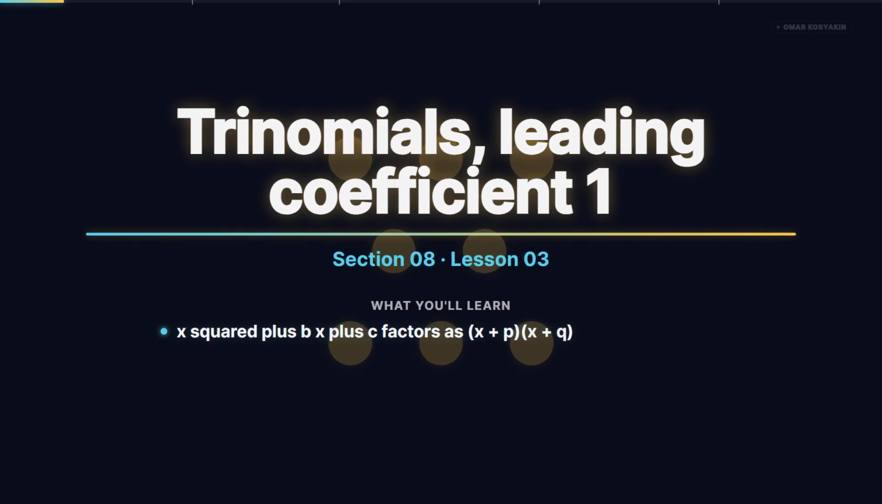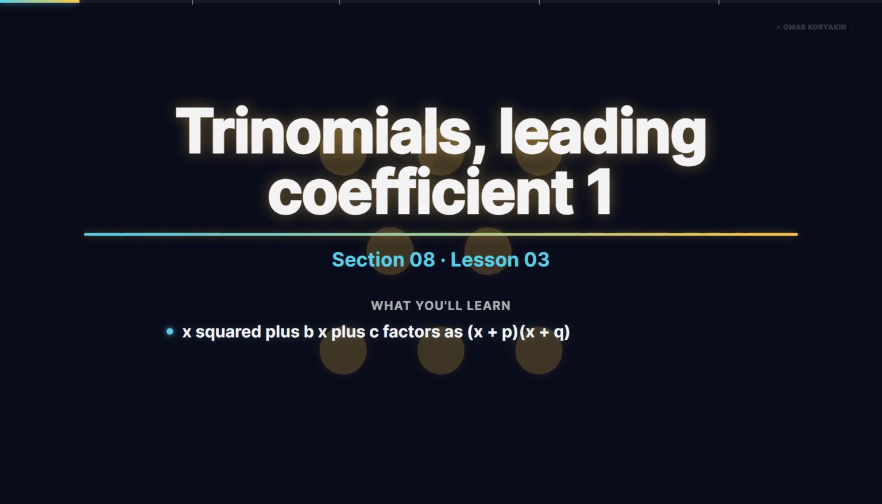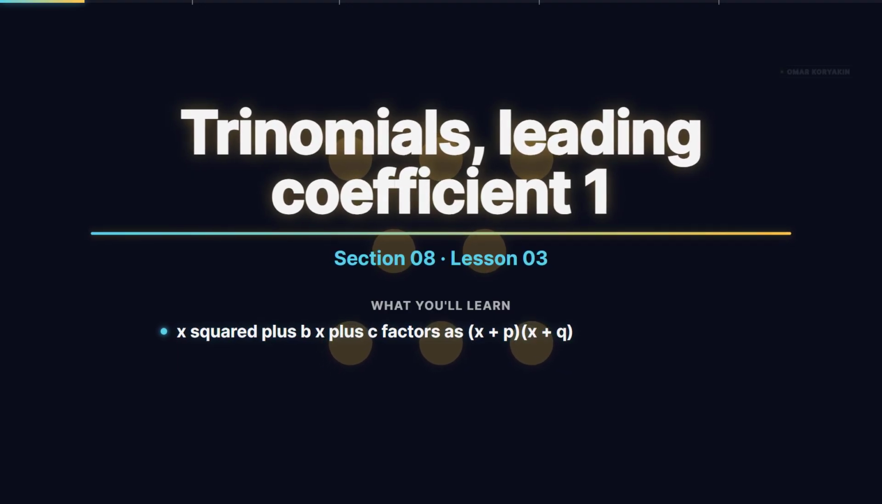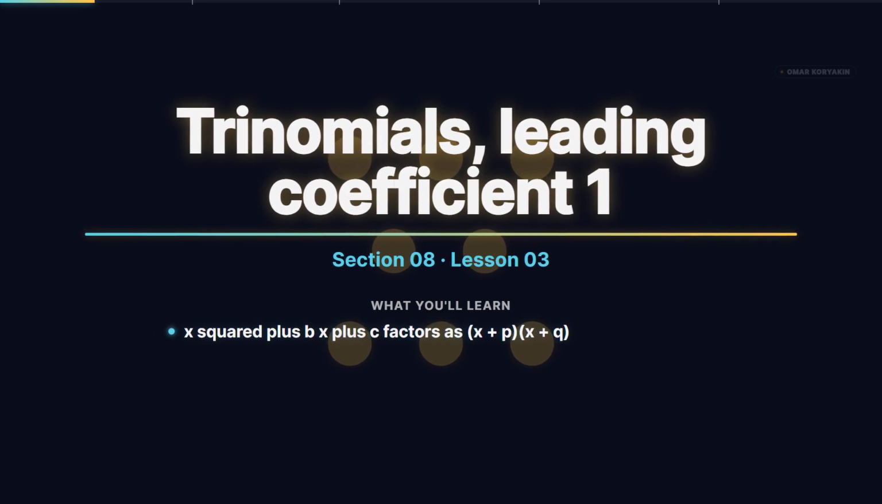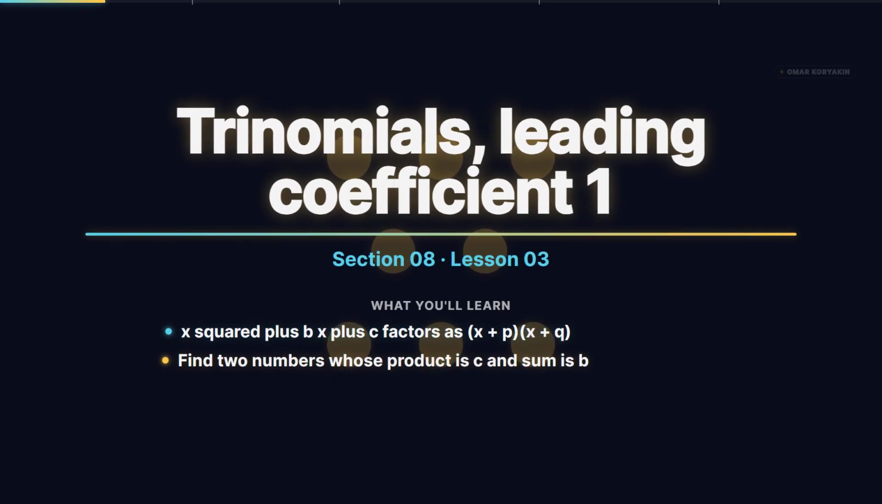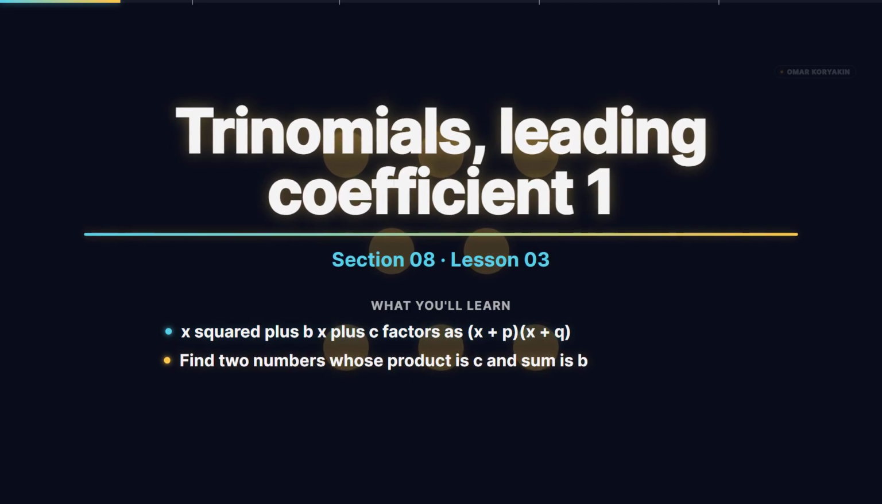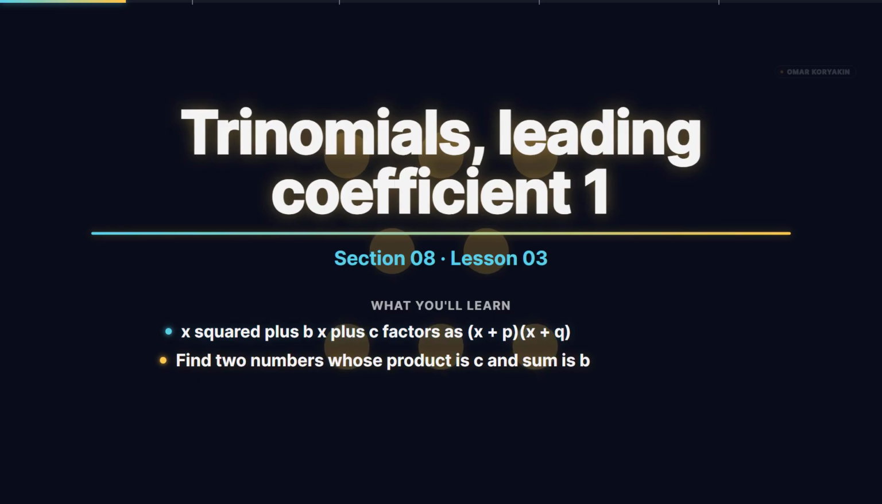The factored form is two binomials in the shape (x plus p) times (x plus q). The job is to find p and q. Multiplying out and matching coefficients gives the two equations that drive everything. The product of p and q must equal c, and the sum of p and q must equal b. List the integer factor pairs of c, then test which pair sums to b. With small values of c, there are only a handful of pairs, so the search finishes in seconds.